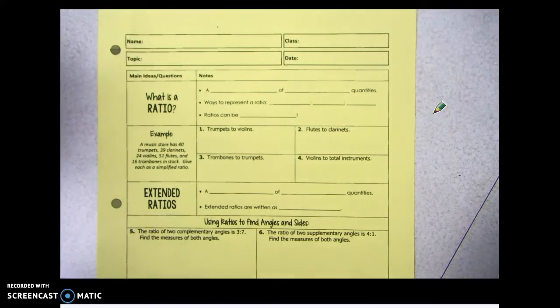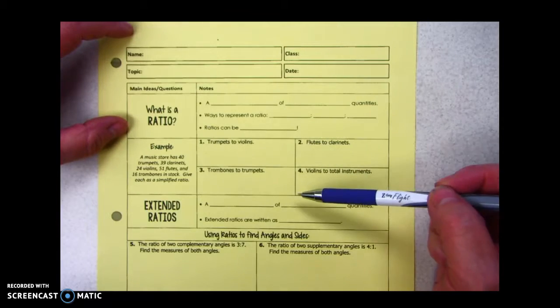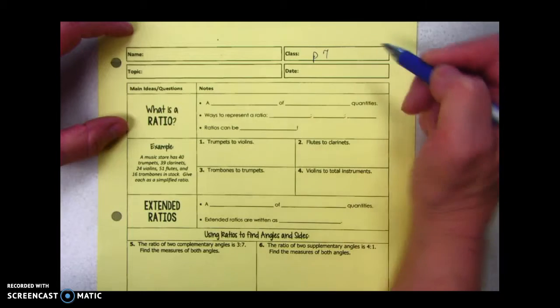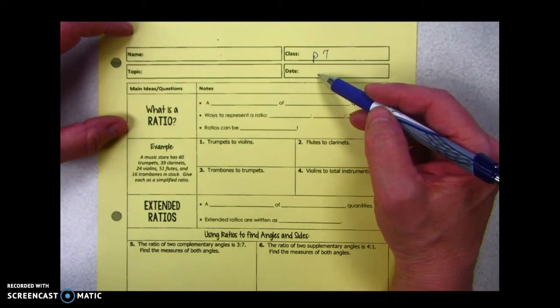Okay, here we go for Tuesday's lesson. So the first thing, when you get this paper, please put your name on it and your period number. So we'll call this period 7. Please put in whatever period you're in the math class.